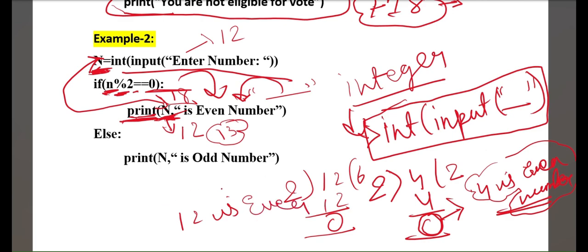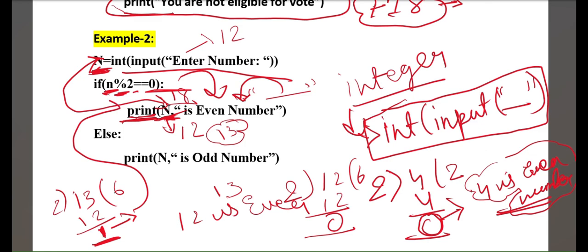But if the user is taking 13 as input, what will happen over here? If you are dividing 13 by 2, then here the remainder comes 1, and it is not matching with this condition. So it executes the else part and prints n is odd. So I hope you understand this logic. Now come to the next part.